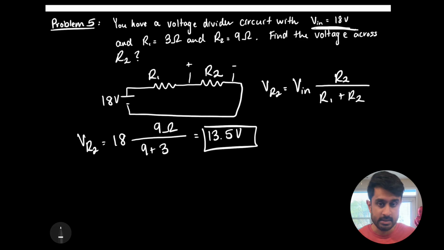So this is a pretty easy example. And if we are creating some sort of application where we need 13.5 volts specifically from an 18 volt battery, this is the sort of circuit that we would need to create that 13.5 volts. So once again, we've gone over 5 examples.